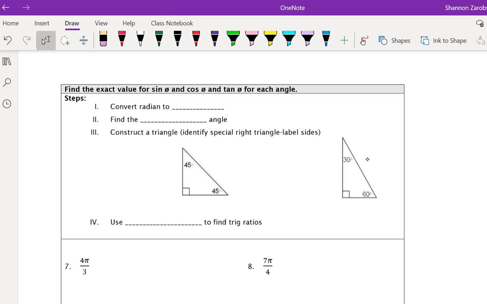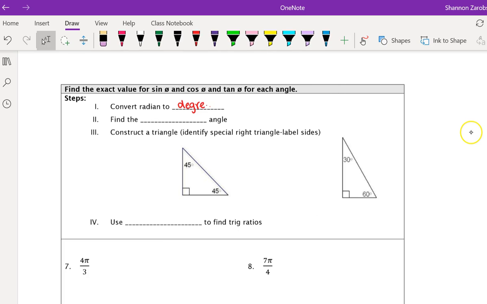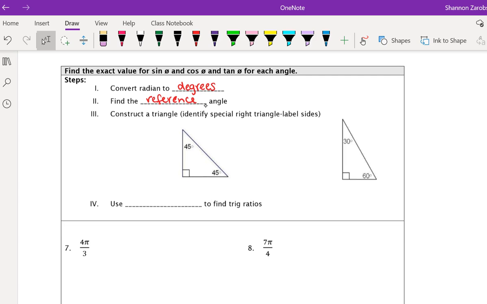Okay? All right. So now for the next step, find the exact value for sine and cosine and tangent for each angle. So we could use this conversion of radians to degrees. This is always a backup plan. I might try and work in radians for this, but I'll show you both. So then find the reference angle, construct your triangle. We're going to use special right triangles, label our sides, and then use the ratios, or SOHCAHTOA, to find the trig ratios.